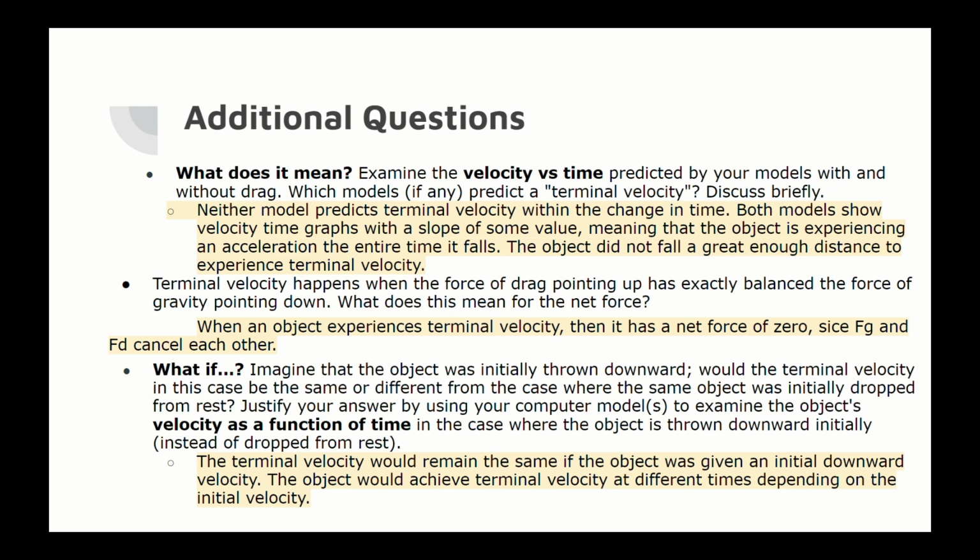And the terminal velocity would remain the same if the object was given an initial downward velocity, but the object would achieve terminal velocity at a different time, and it would either increase or decrease speed depending on how fast it was launched.